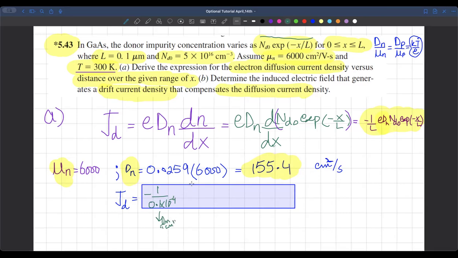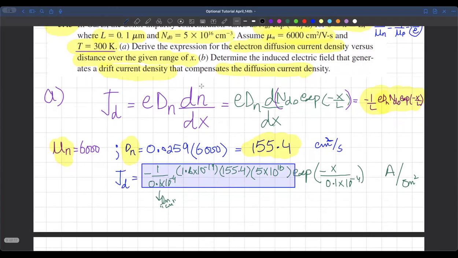Okay, so now E is equal to, of course, 1.6 times 10 to the power negative 19, 155.4, and d naught is equal to 5 times 10 to the power 16, exponential negative x over L. Again, L is 0.1 times 10 to the power negative 4 centimeters. And the unit should be ampere per centimeter squared. So you got the diffusion current density as a function of x, the distance.